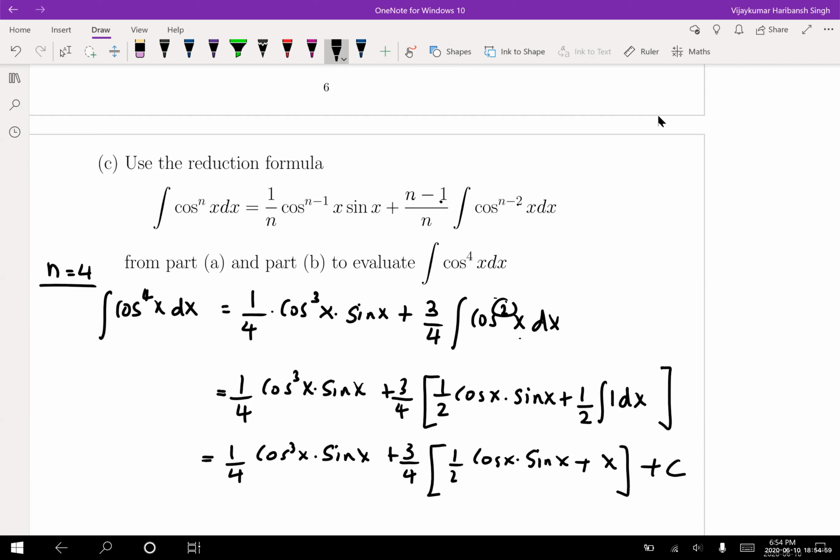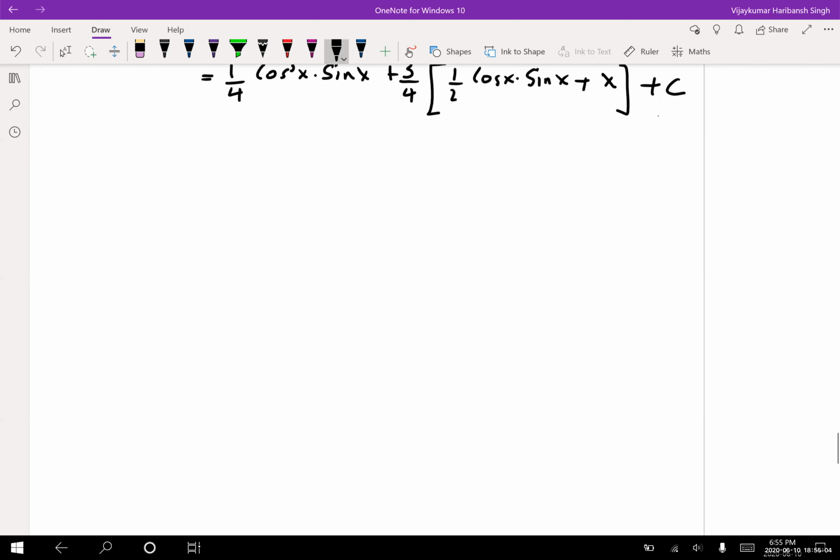So this is how the reduction formula can be used. So let's move on to the next problem now.